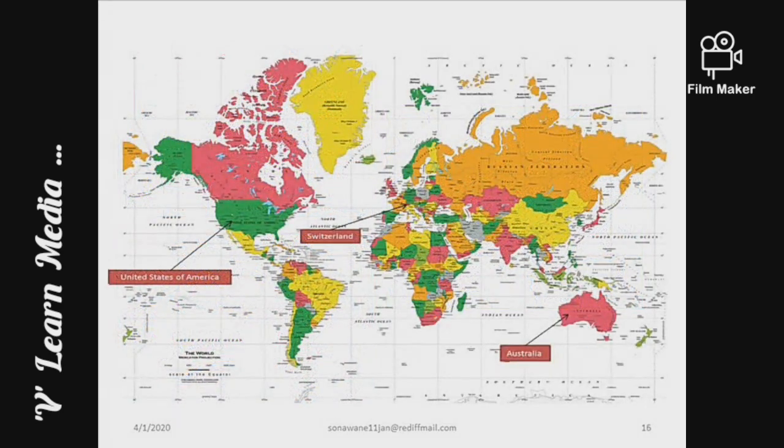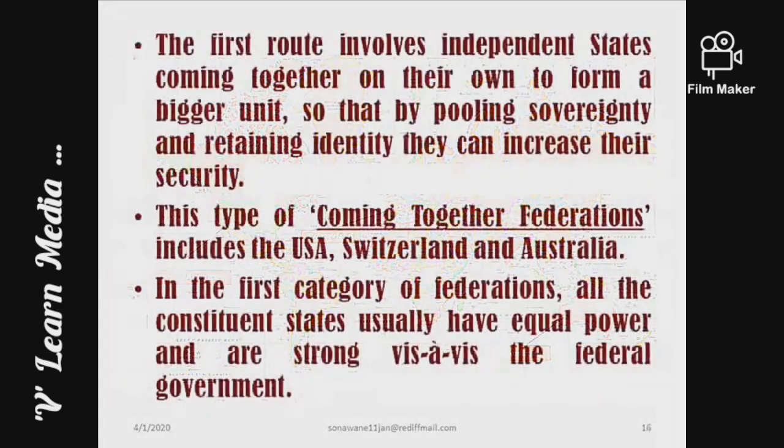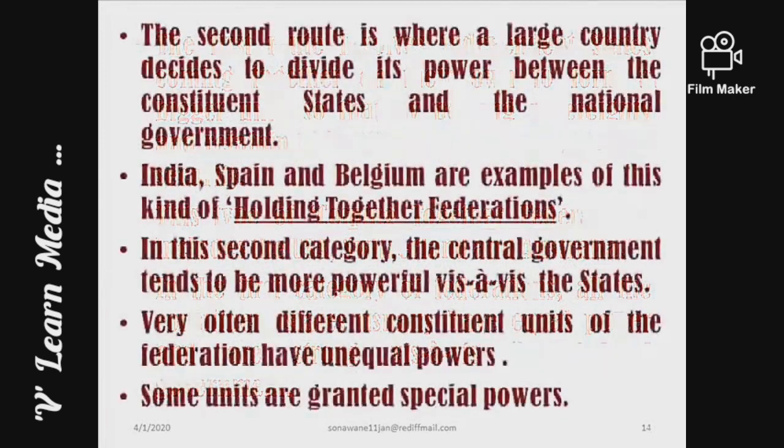In the first category of federations, all the constituent states usually have equal power and are strong vis-à-vis the federal government. The second route is where a large country decides to divide its power between the constituent states and the national government.